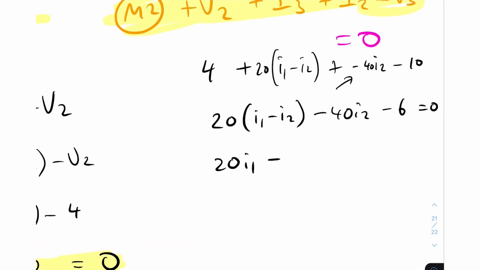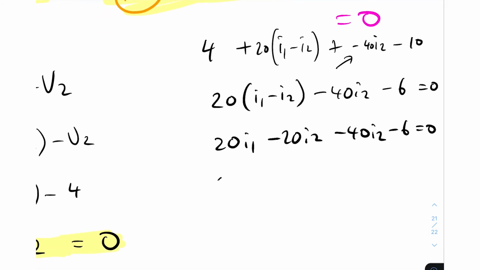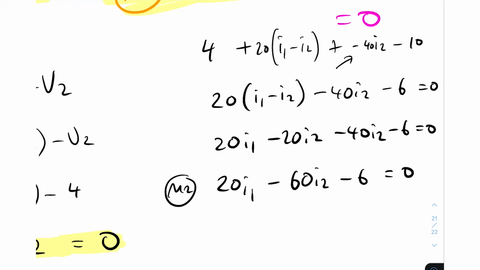So we've got 20 I1 minus 20 I2 minus 40 I2 minus 6. All of that is equal to 0. And we can simplify that a bit more: 20 I1 minus 60 I2 minus 6 is equal to 0. And there we have mesh 2.